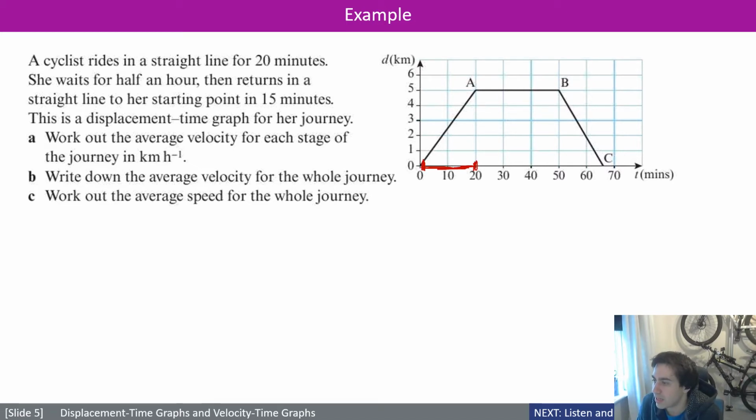Just to be clear, and let's be picky and point out a few things. The fact that it's a straight line here has absolutely nothing to do with the fact that this is a straight line here, right? That straight line is referring to her direction of motion. So it's just saying this is a one-dimensional problem. It hasn't got anything to do with the fact that this section is a straight line.